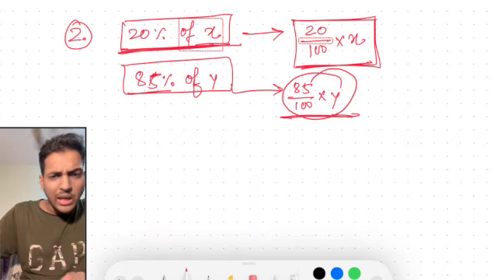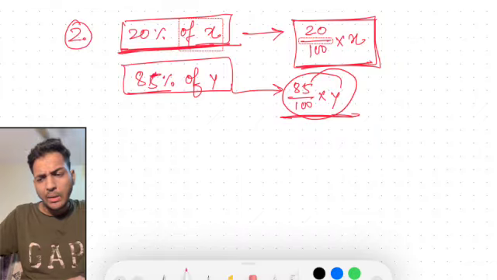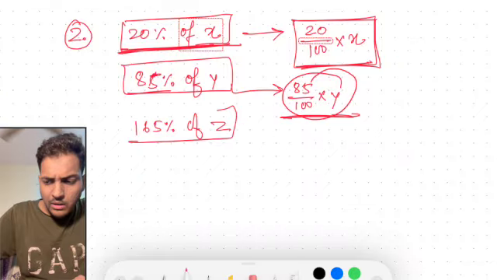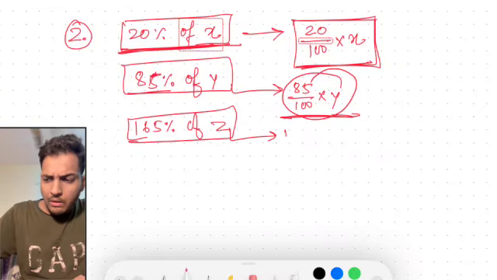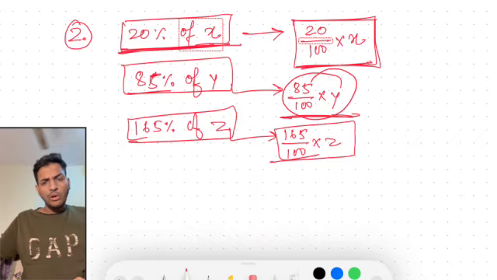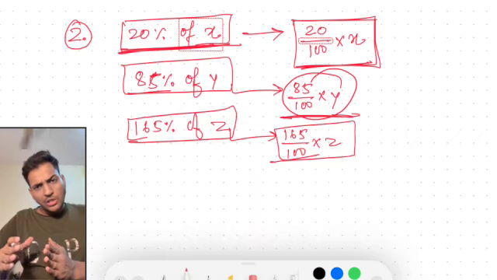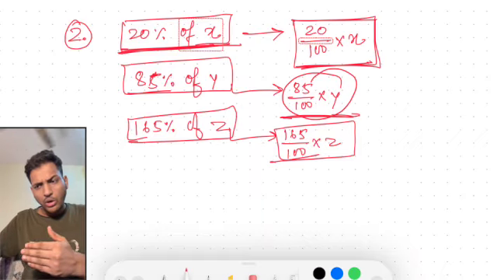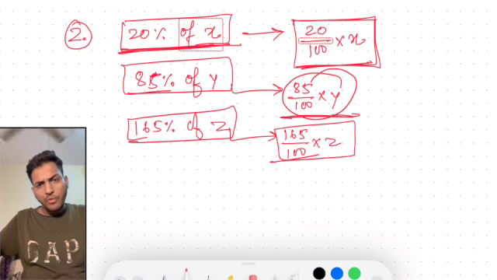Similarly, any percentage, even more than 100. Suppose you have to find 165% of Z. You can easily do 165 by 100 into Z. That means you can find any percentage of any number. Is it clear to you? This is very easy, but don't run away from the video. Slowly I will go into other difficult terms and make you understand.